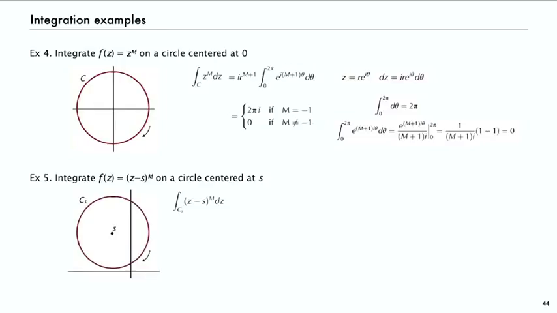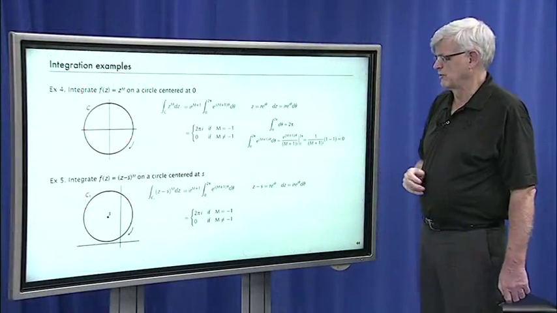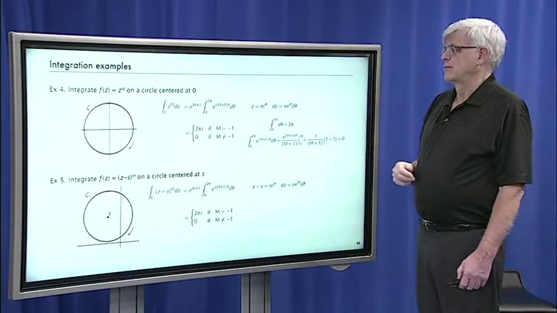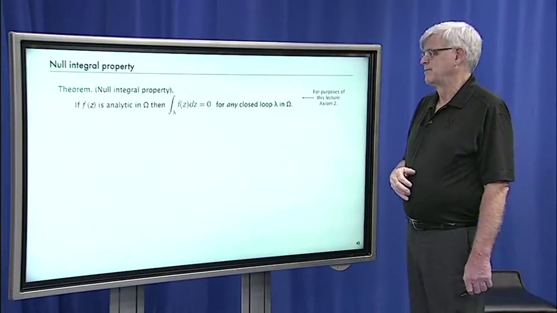Even if it's a circle centered somewhere else, say the integral of f of z equals z minus s to the m on a circle centered at s, it's going to be, and I'm not going to go through all the steps, almost the same as before. It's going to depend only on whether m equals minus 1 or not. So z minus s to the 10th, it's always going to be 0. But 1 over z minus s, it's always going to be 2 pi i. And these two are going to turn out to be important for integrating analytic functions. So that's a couple more examples of integration.